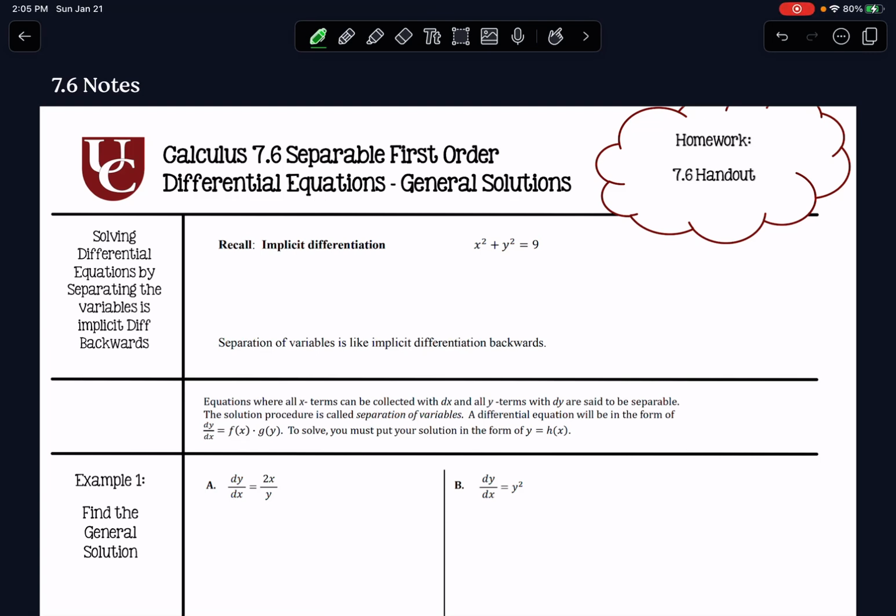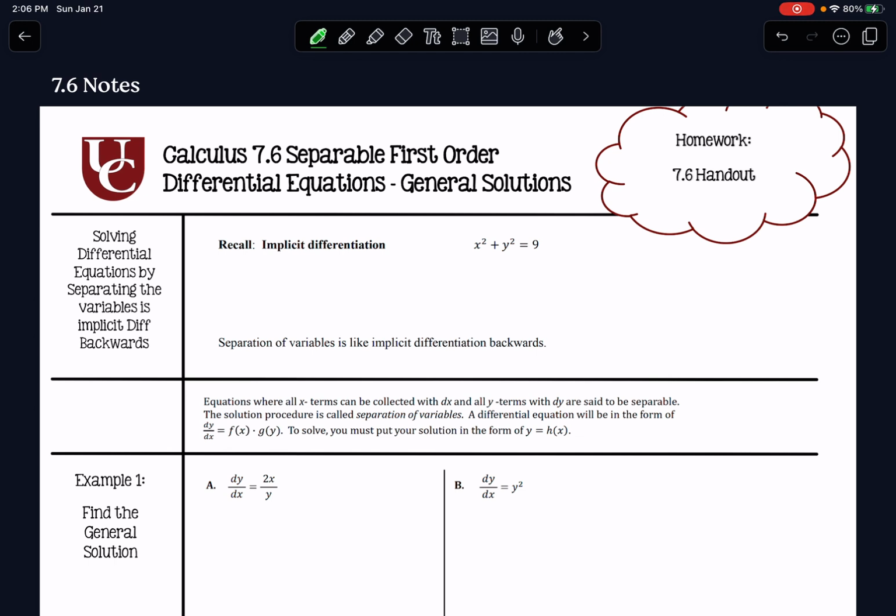This is AP Calculus, Unit 7-6, Separable First-Order Differential Equations, figuring out general solutions. Now, we have skipped 7-5. 7-5 is for AP Calc BC. So we're skipping from 7-4 to 7-5, so you didn't miss anything.